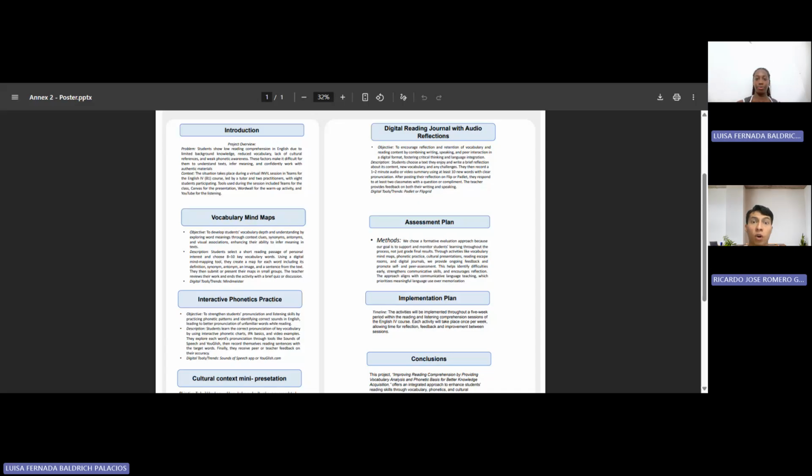Overall, the poster shows an integrated and engaging approach to improving reading comprehension through digital tools and communicative teaching principles. So that was basically a summary of our poster, which once again is called Improving Reading Comprehension by Providing Vocabulary Analysis and Phonetic Basis for Better Knowledge Acquisition.